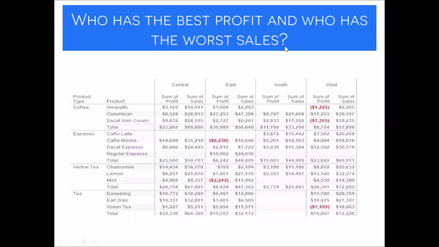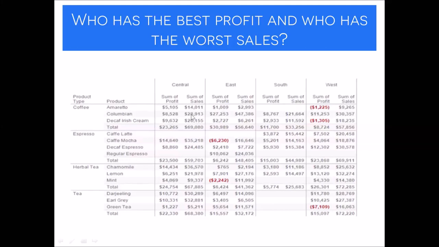Another thing is here, this is who has the best profit and who has the worst sales, right? It's like this table here: central, east, south, and west, and the products: coffee, espresso, herbal tea, and tea. And these are different types of coffee, different types of espresso, different types of herbal tea. So you can look at these numbers. Trust me, you see these tables oftentimes. I think this is a very careless thing to do by people, to put the numbers like this, right?